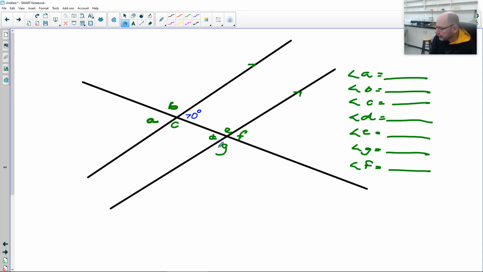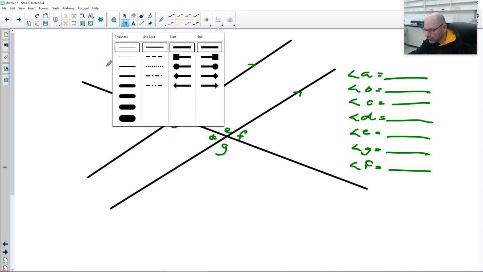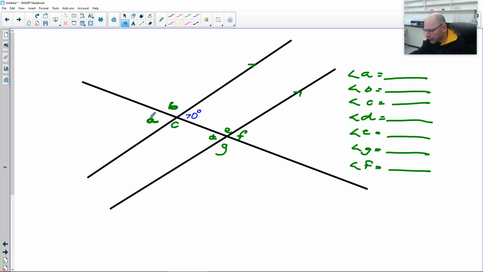So take our parallel lines, and we know that this one's 70. So if we're trying to figure these out, we can start by going, okay, this is vertically opposite. So this is 70. Okay, now we have to figure out what this one is. We want to find out B. There's a line here. So this would be 180 minus 70. And that's going to give us B. So that's 110. Okay, if that's 110, the one across from it is 110.